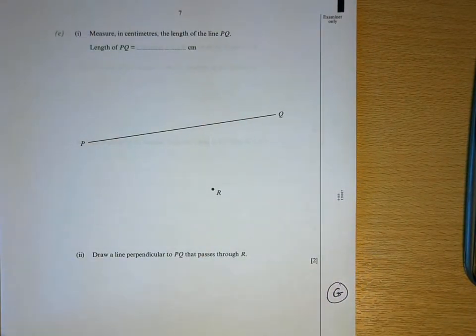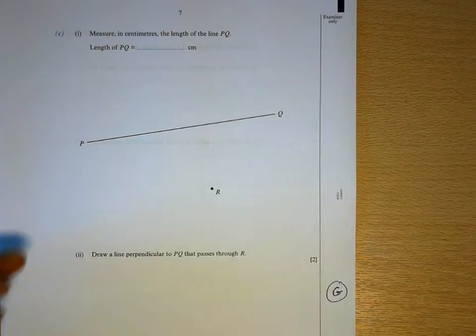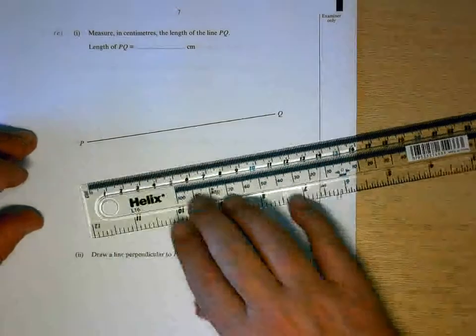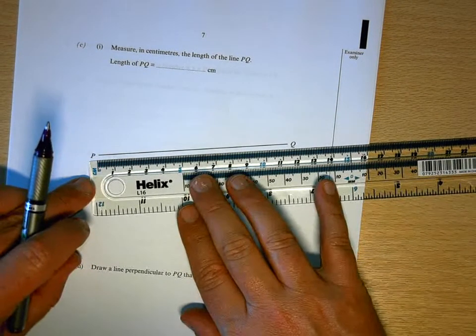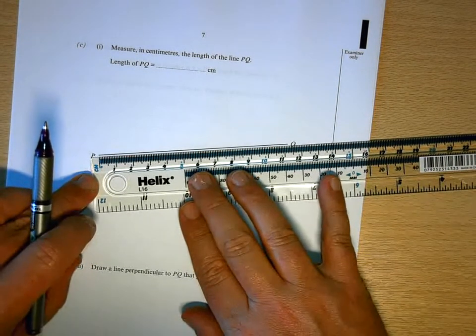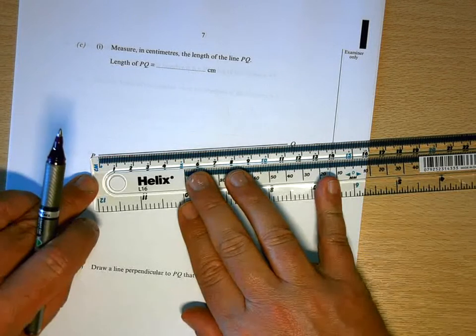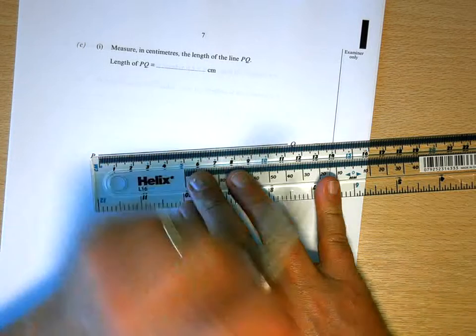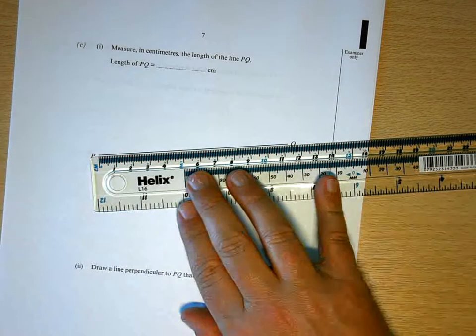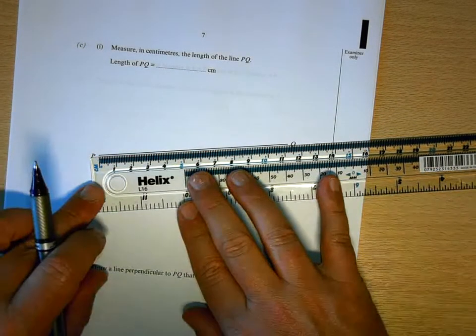Part C, measure in centimeters the length of the line PQ. So you need to be accurate with your measuring. Okay, it's not to the nearest centimeter. So when I measure it here, you can see that it's going to be 11.1, 11.2 centimeters.